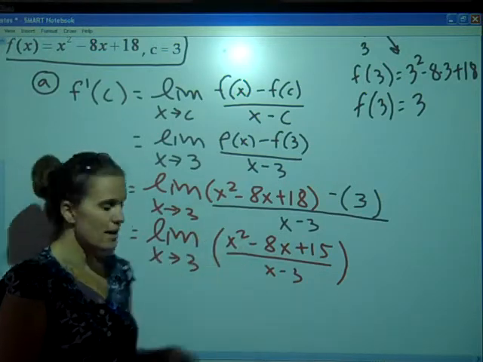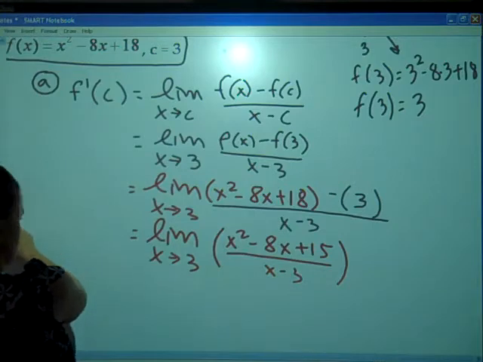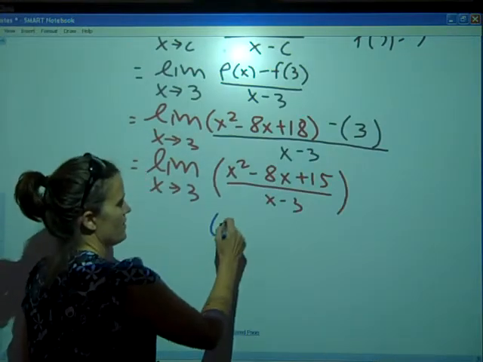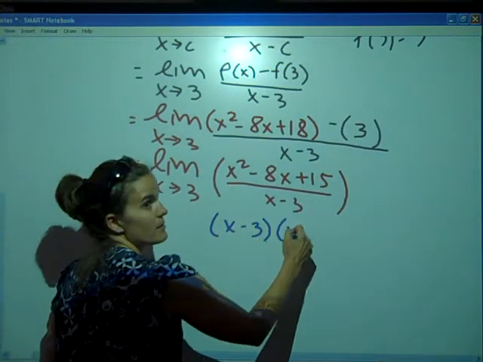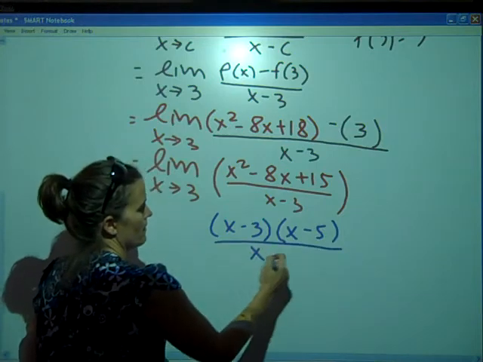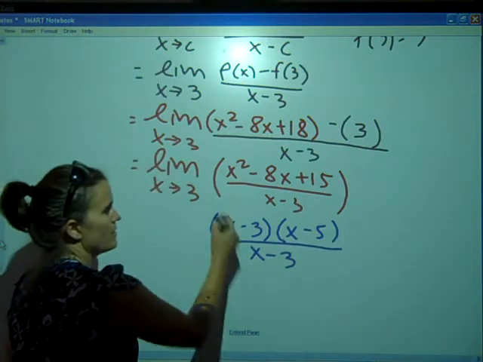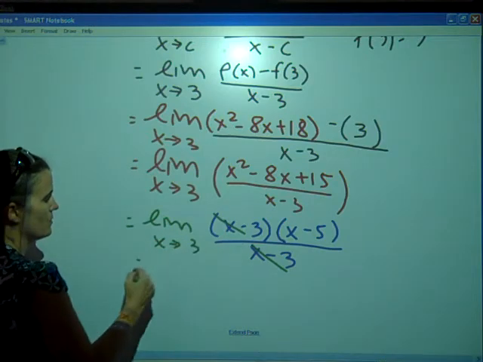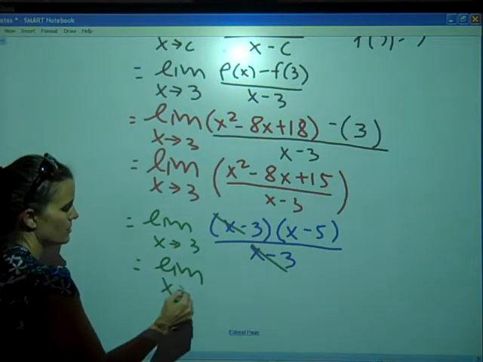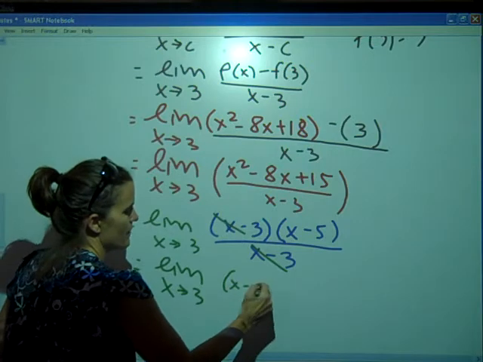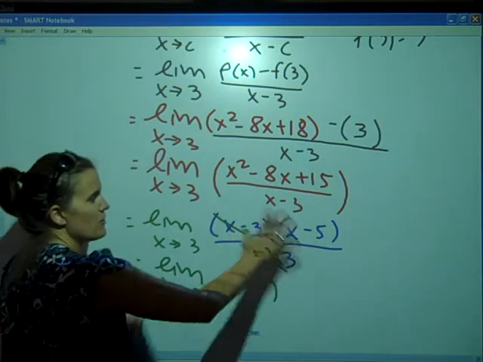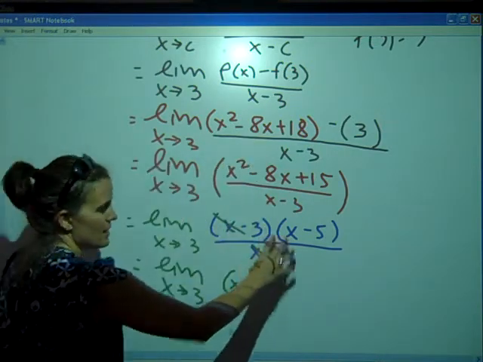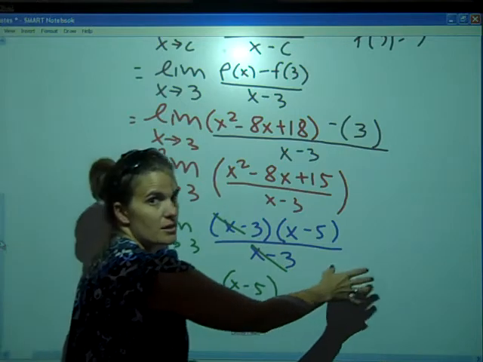Our something else is to factor. So let's go ahead and factor. So we have x minus 3 times x minus 5 over x minus 3. The x minus 3's will indeed cancel. So we have the limit as x approaches 3 of x minus 5. Now, if you were just working with this function, you would have to state x minus 5, as long as x does not equal 3.